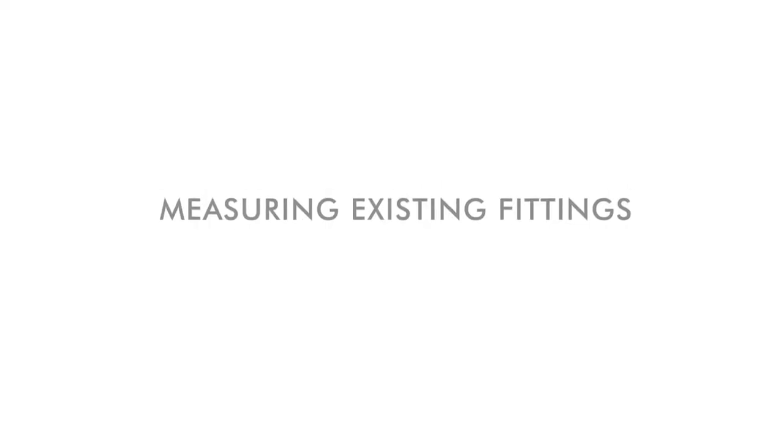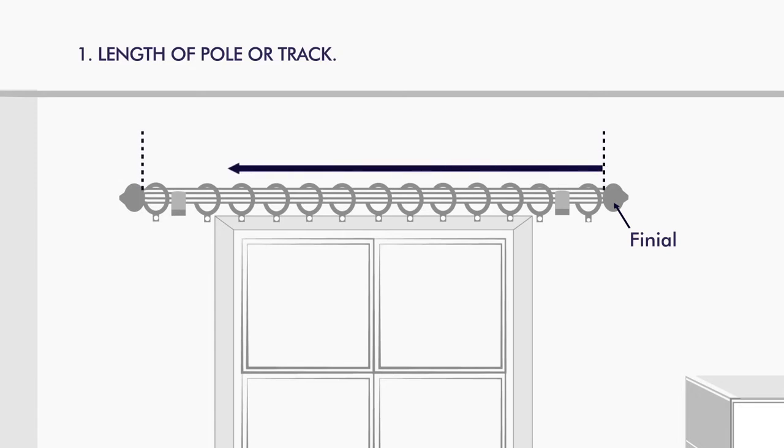It is really important to have your pole or track fitted first, so you can then go on to take accurate measurements in order to make up your curtains to fit the window perfectly. This time, there are only 3 simple measurements required. 1. Length of track or pole inside finials. This is the area that the curtains are to cover. Note, finials are purely decorative.